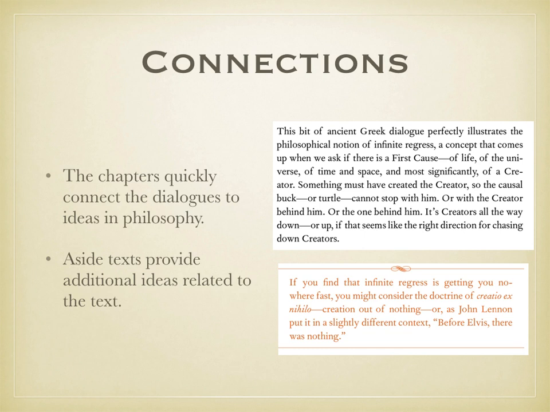Following this text, we have a contrasting aside. You see the orange text in the standard copy of the text. These little asides usually provide counterpoints or extensions, additional information, and the first one includes an important idea. It says, if you find that infinite regress is getting you nowhere fast, you might consider the doctrine of creatio ex nihilo, creation out of nothing.